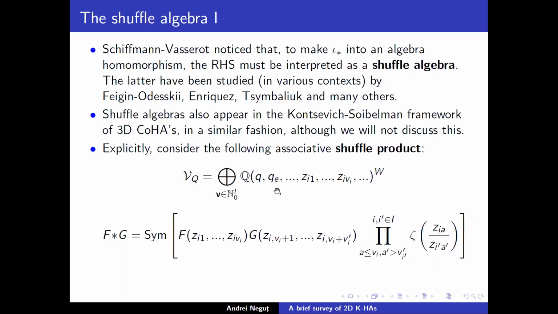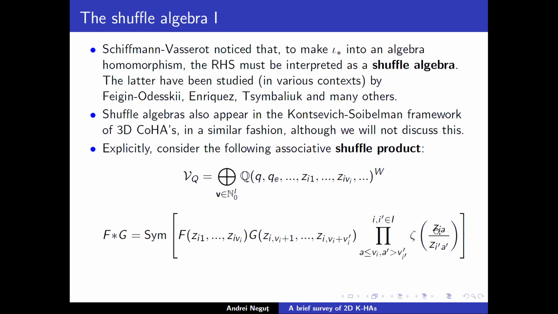So F is a rational function in V variables. G is a rational function in V prime variables. And you want your answer to be a rational function in V plus V prime variables. And the way you do that is you apply F to the first V variables, you apply G to the next V prime variables, then you have a rational function in V plus V prime variables, but you want a symmetric rational function, so you symmetrize it. And this sum over here just means sum over all possible permutations of these variables.